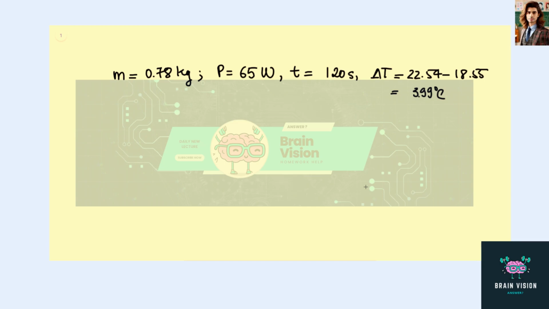In this problem, you immerse a heating unit with a power of 65 watts in 0.78 kilograms of some unknown material, of unknown heat capacity, and you want to find the heat capacity of this material. So after 120 seconds of heating, the temperature of the material rises from 18.55 to 22.54 degrees Celsius.